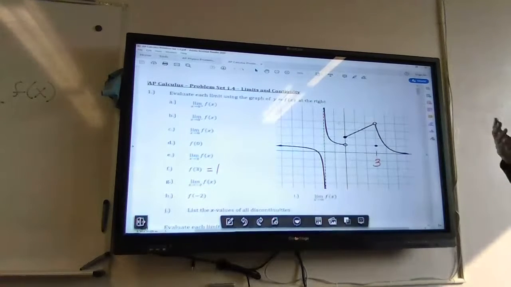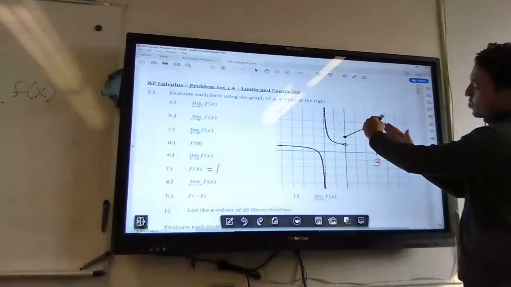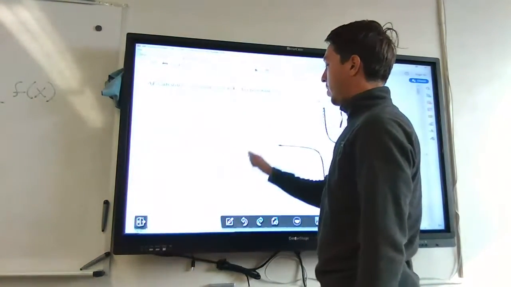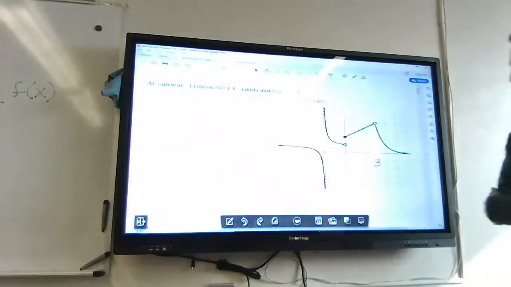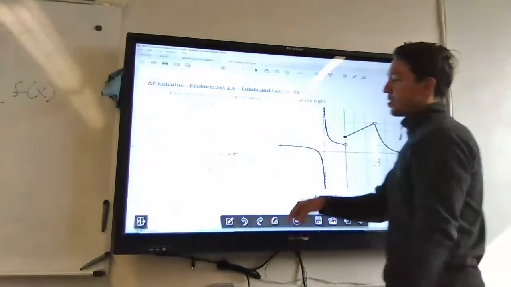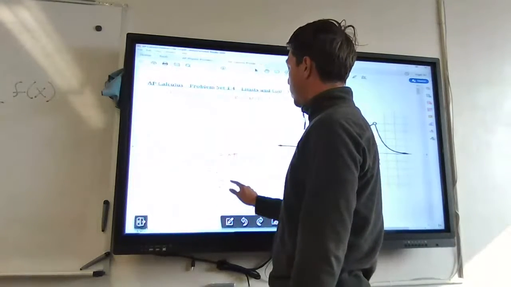So numbers like 3.01, 2.99. You can see that from both sides we're approaching the same y value of 4. How about as x approaches -2? Does not exist. There's a vertical asymptote there.